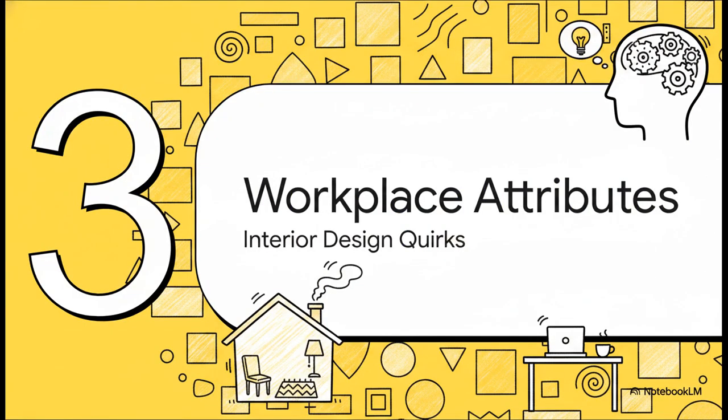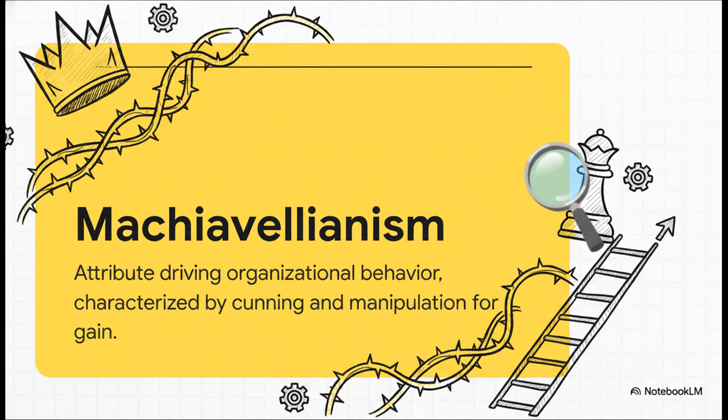Section 3. Attributes driving workplace behavior. I kind of like to think of these as the interior design quirks of our personality. When we take those broad theories and apply them to specific organizational behavior, we start to see some really distinct attributes pop up. One major one is Machiavellianism. It's a fascinating and, sometimes challenging trait characterized by cunning, manipulation, and just a relentless focus on personal gain. It heavily dictates office politics. This is exactly the trait driving the colleague who subtly takes credit for team projects or strategically hoards information to leverage a promotion. It completely shifts how power is acquired in a company.